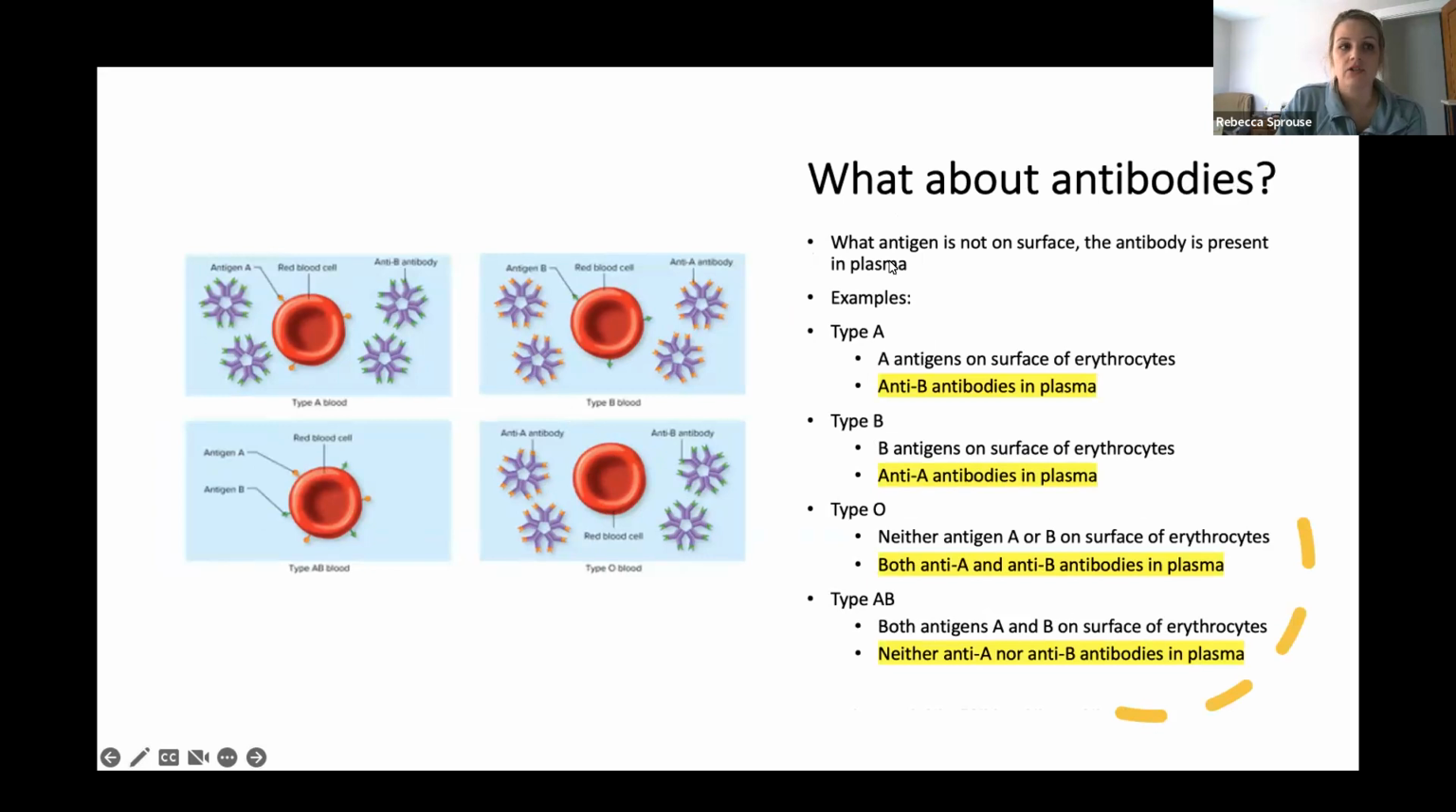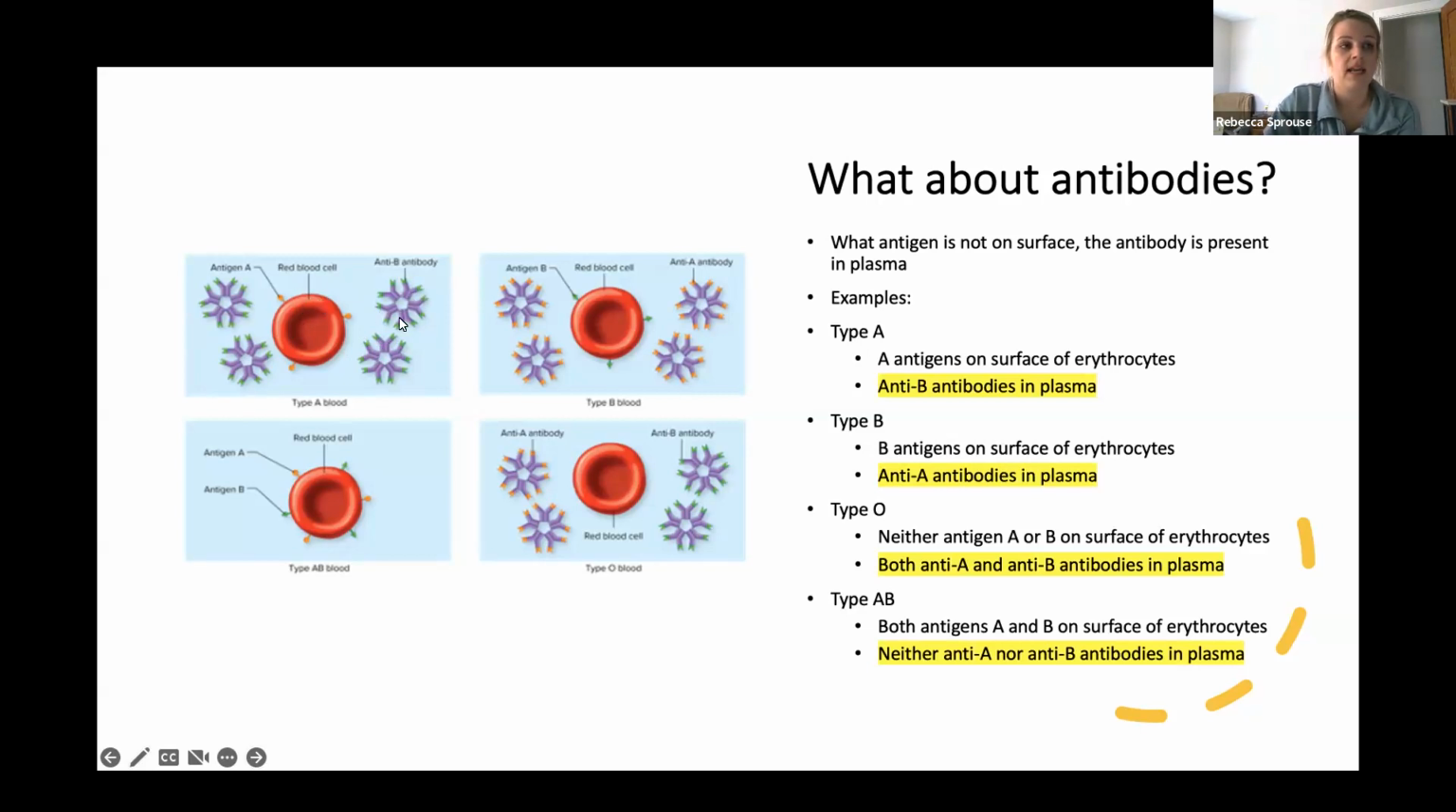Now, what about antibodies? Whatever antigen you don't have on the surface, you have the letter of the antibody in the plasma. So don't get confused here. Let's take it one at a time. If you have type A blood, you have type A flag on the surface of your red blood cells. And if you have type A on the surface, you have anti-B antibodies in the bloodstream, which means these anti-B antibodies don't like antigen B. So you have antigen A, which means that these antibodies aren't going to bother your own blood cells, right?